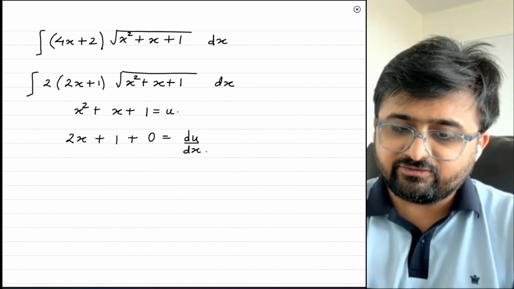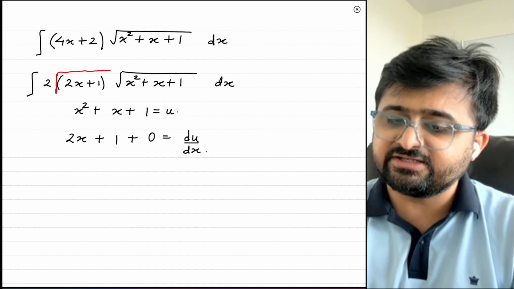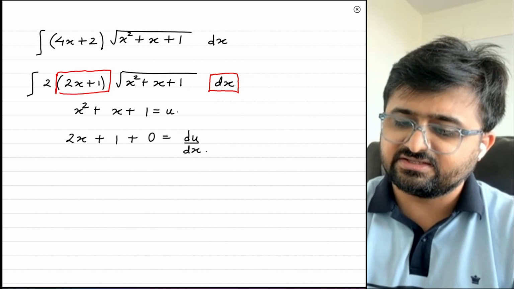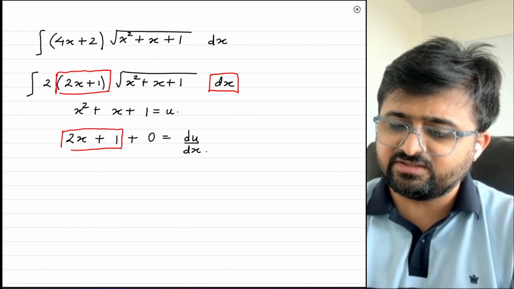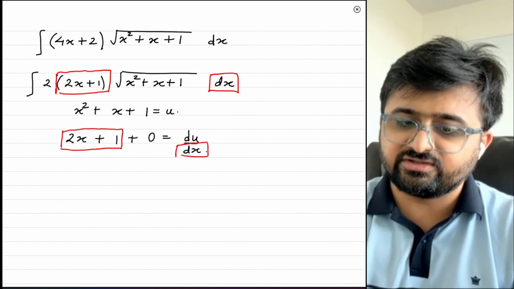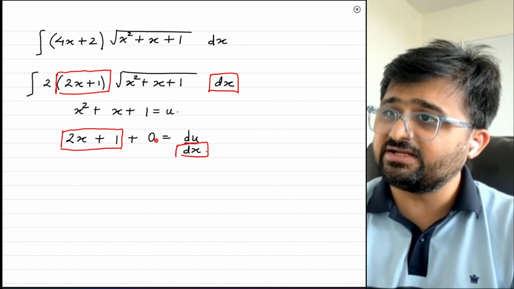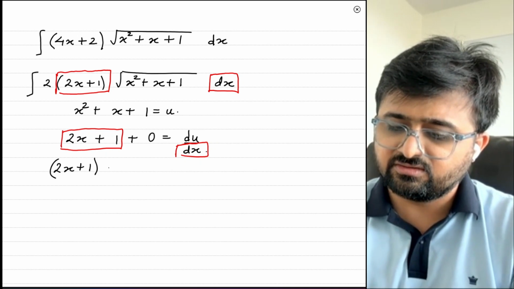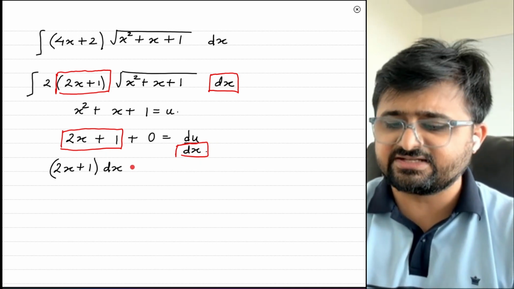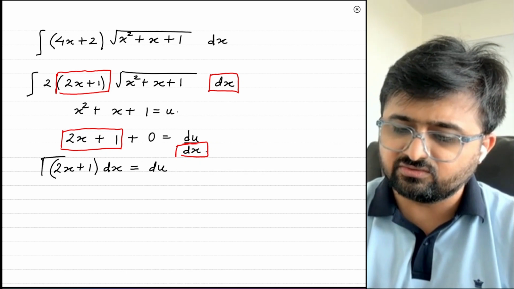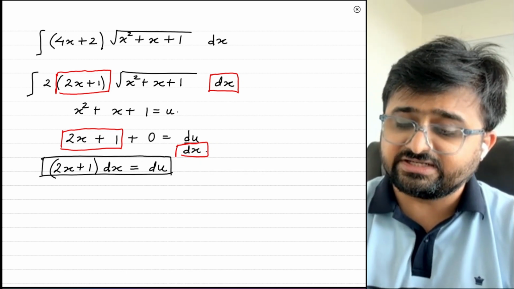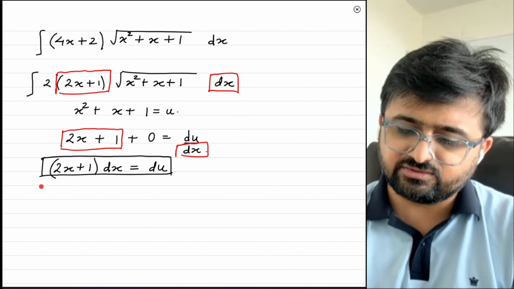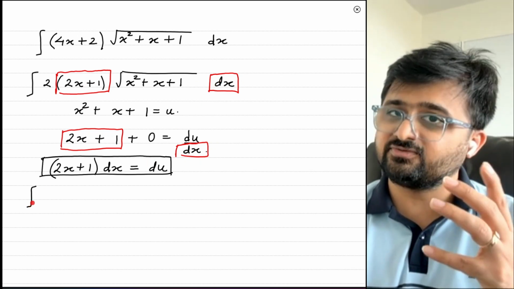Okay. Now if you notice the original integral, there is 2x plus 1, which is the derivative of this function. And then there is this times dx. Even here, we have that 2x plus 1 and we have that dx over here. So what we can do is just multiply that dx on the left hand side. So that is going to give you 2x plus 1 times dx. In other words, just multiply dx on both the sides, it is equal to du. Okay. So what that tells you is this times this, or 2x plus 1 times dx, is nothing but du.